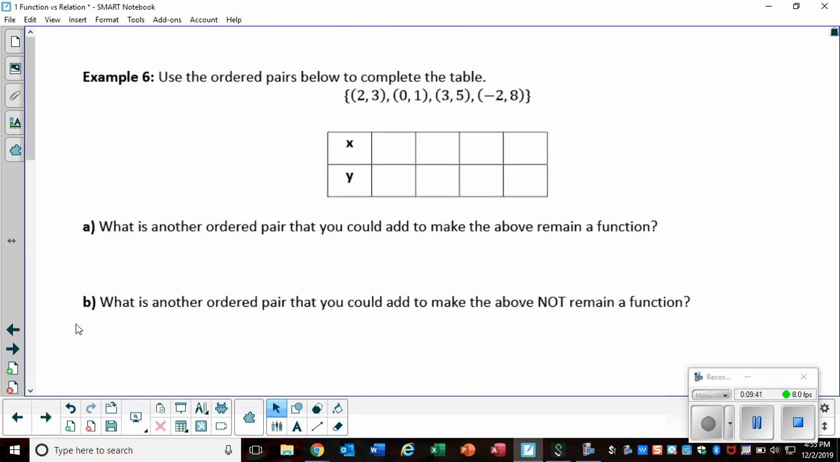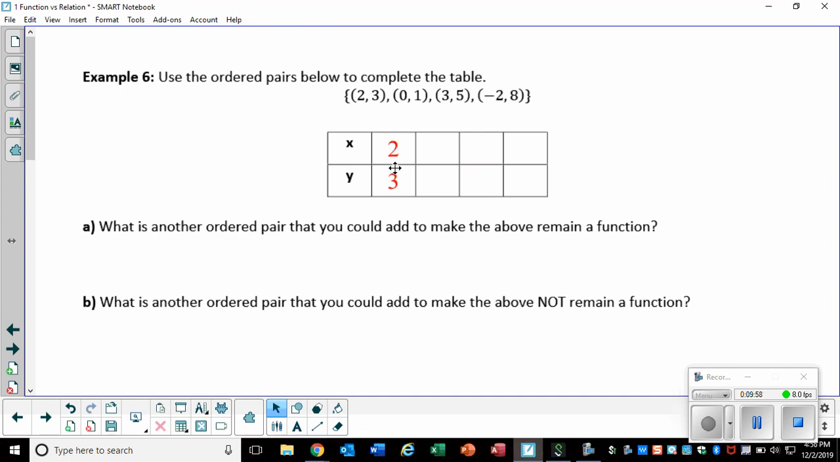Example 6 gives you ordered pairs. It wants you to make a table. Go ahead and make the table. So we just take the x values and we put them in the x row. And we take the y values they're matched with and we put them underneath. So they have to match up the same way the ordered pairs do.